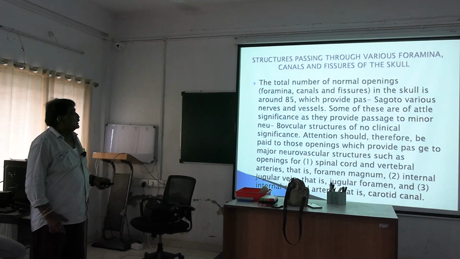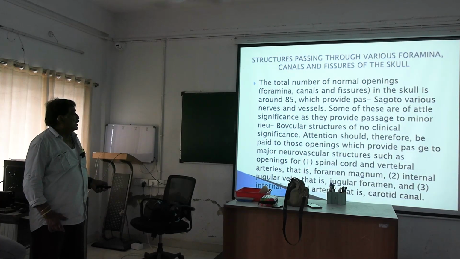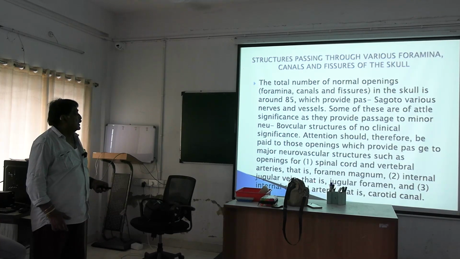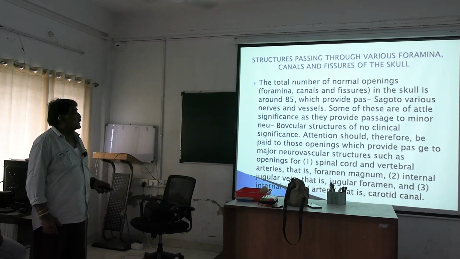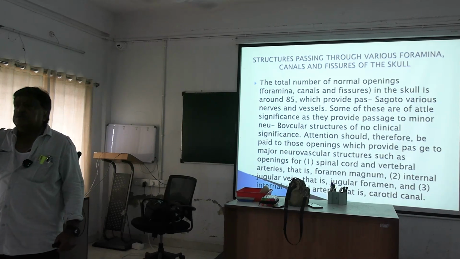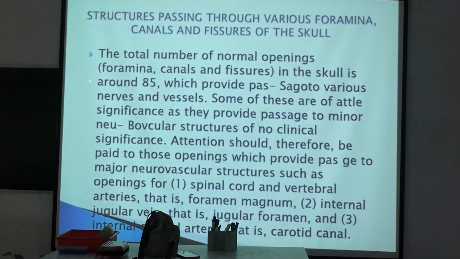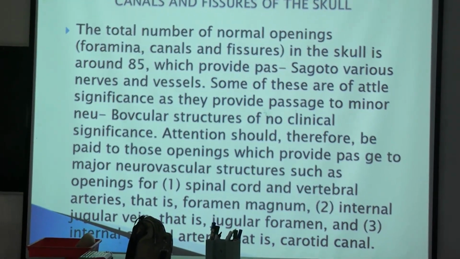Openings for one, the spinal cord and vertebral arteries, that is foramen magnum. Two, internal jugular vein, that is jugular foramen, and three, internal carotid artery, that is carotid canal. Now, don't look for small minor details, but major ones. If you cannot identify the foramen magnum, foramen ovale, superior orbital fissure, that is a problem.